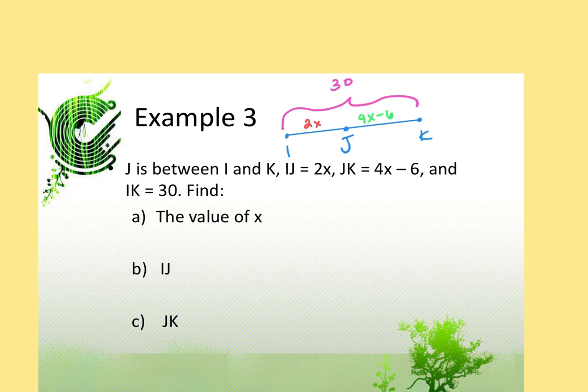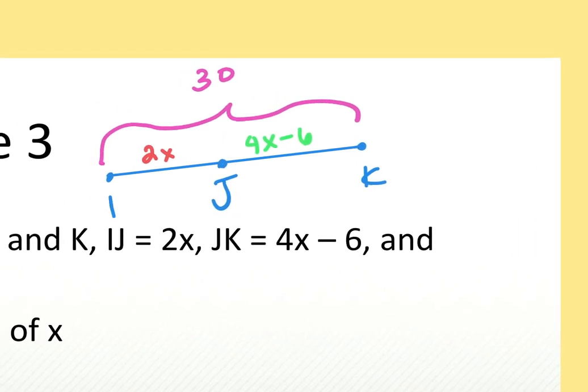How do I do that? Subtract. Subtract what? 9x and 2x. I mean 9x minus 6 and 2x. Subtract them from what? 30. You're warm. We're going to add them. Good. So I want to take those two parts and I want to add them together and set them equal to the whole, right? We're finding x. Yep. So 2x plus 4x minus 6 equals 30.